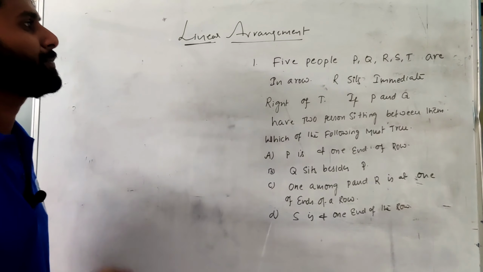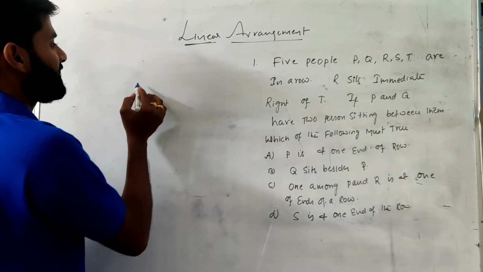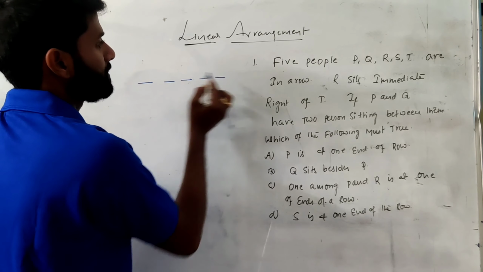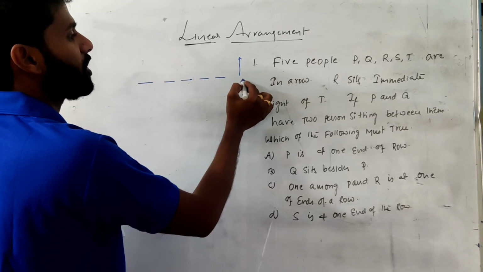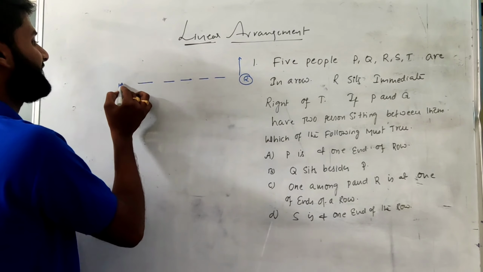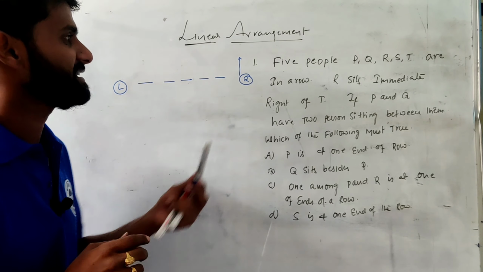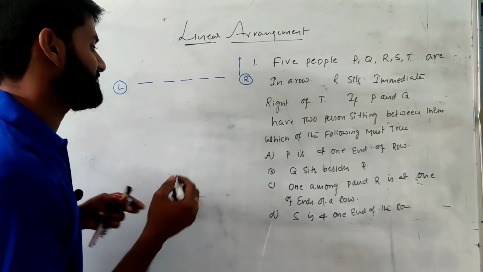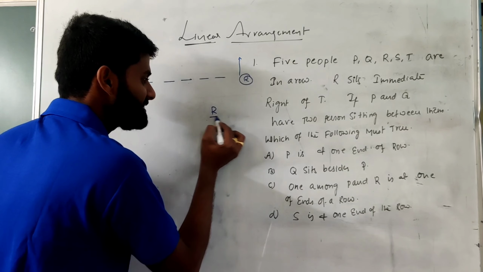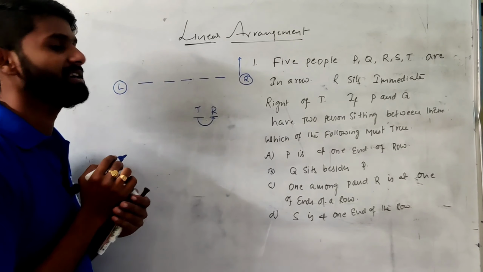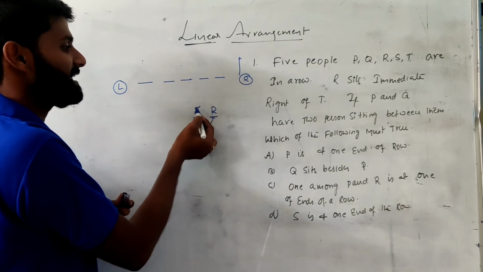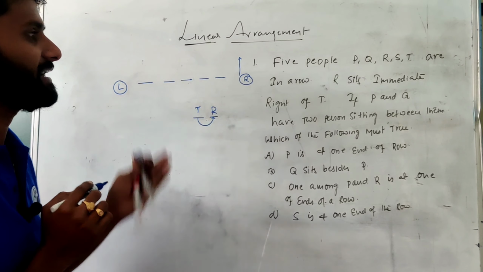See, 5 people P, Q, R, S, T in a row. So there are 5 people, and they have not mentioned the direction. Always consider north and you can fix the right and the left cases. He said that R sits immediate right of T, which means the next position is occupied by R. So you can write it aside.